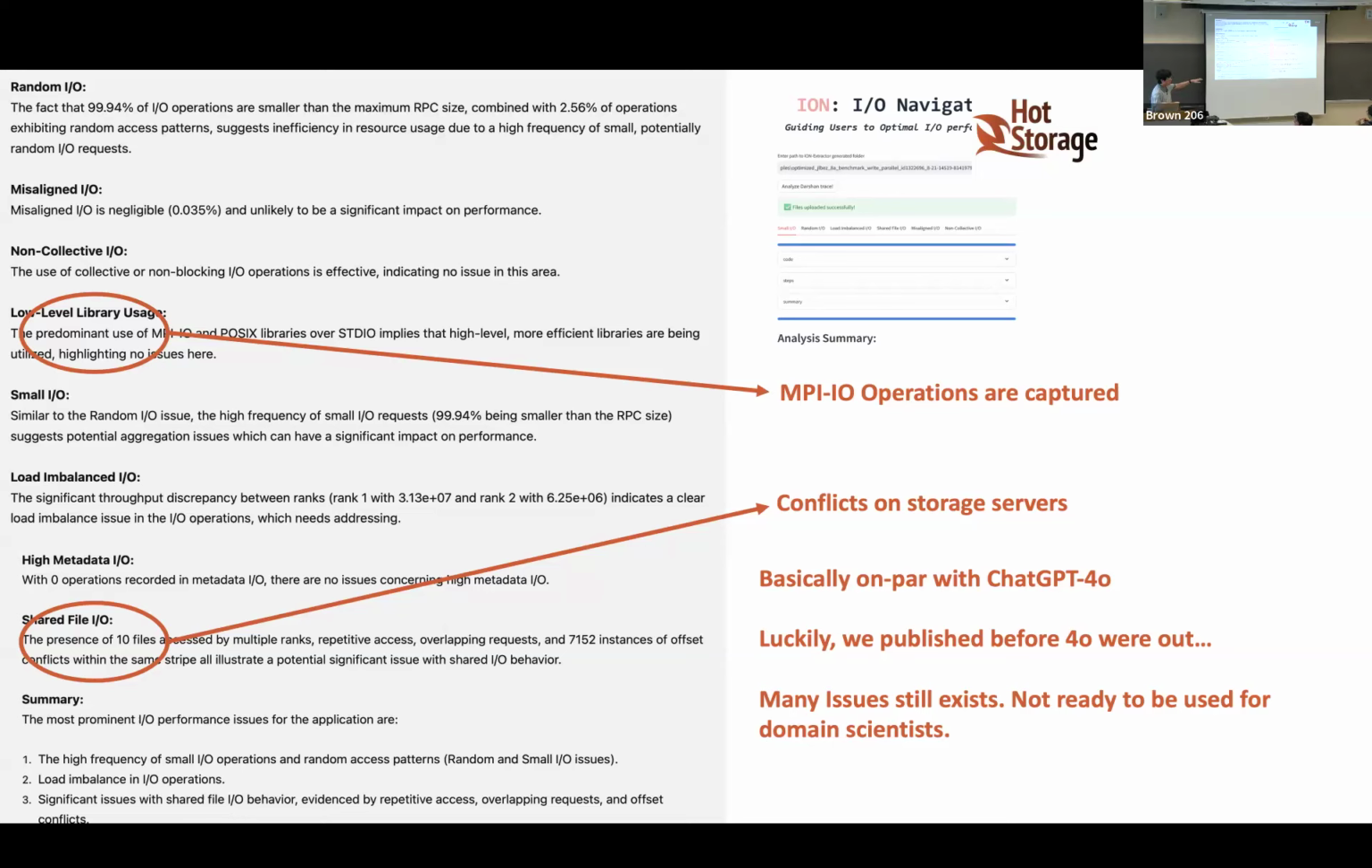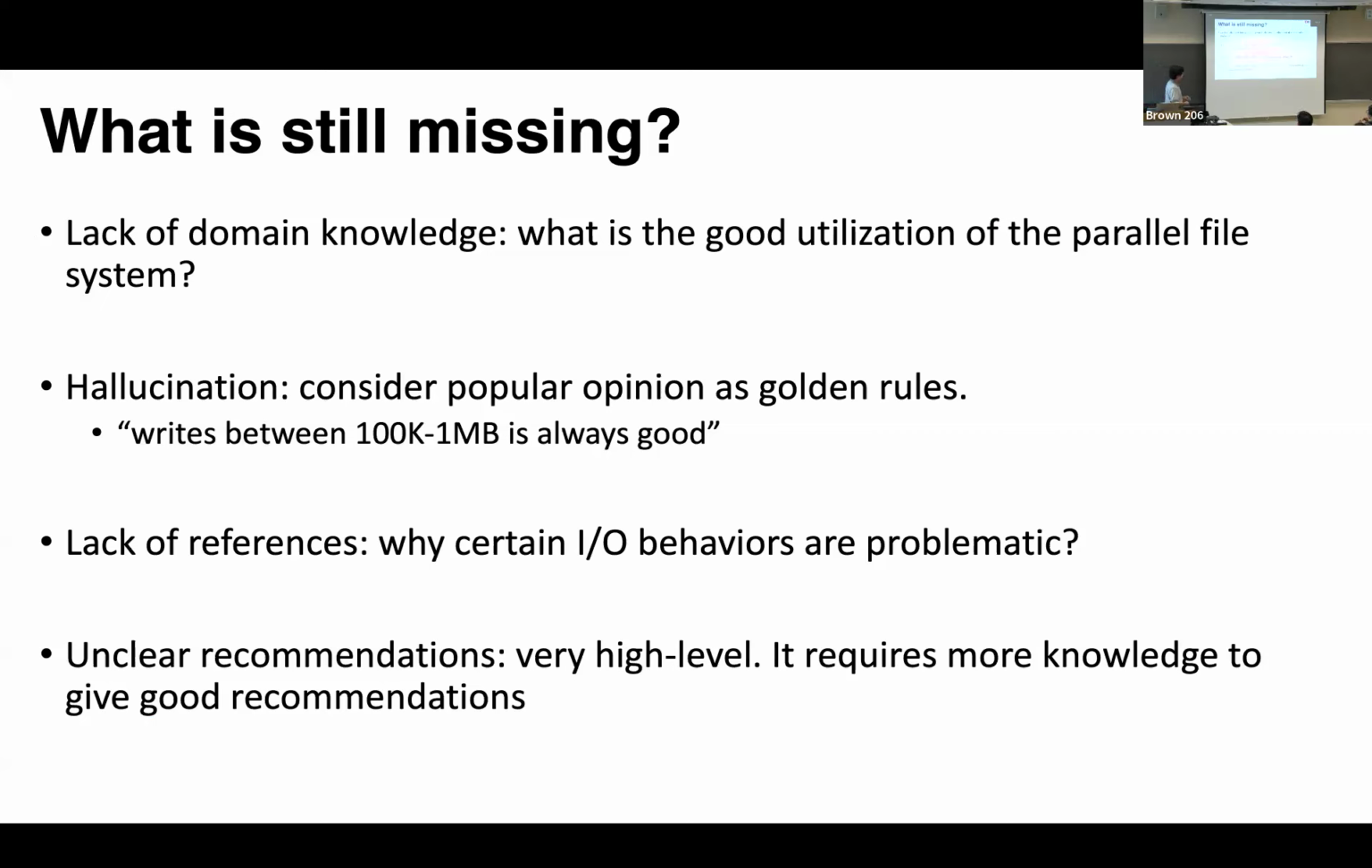But still, many issues exist. It's not ready to be used by domain scientists. We talked with NERSC people, and they still feel this is not good enough. I think the most important part is here: we think they do not have enough domain knowledge yet. Even today, I don't think they have enough domain knowledge about what is good and what is bad. They may have read some papers or blogs in their training data, but they don't exactly understand what's going on.